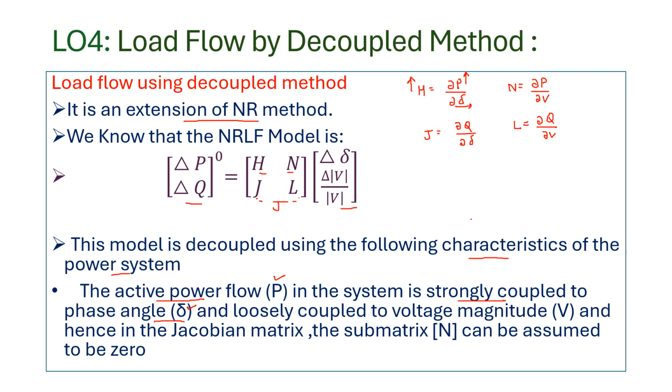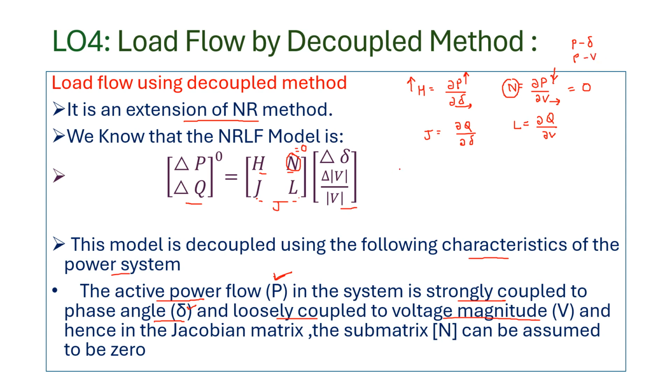On the other hand, the active power P and the voltage magnitude V are loosely coupled. What this says is that for any unit change in the voltage, there will not be much change in the active power in the system. Because of that, the elements of the N submatrices can be assumed to be 0. So now we are assuming these to be 0, because of this characteristic: P and delta are strongly coupled, and P and V are loosely coupled.